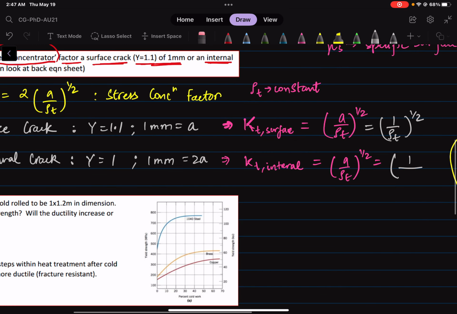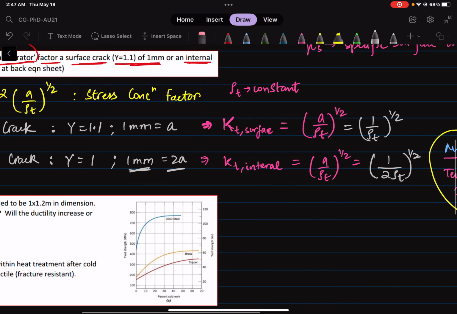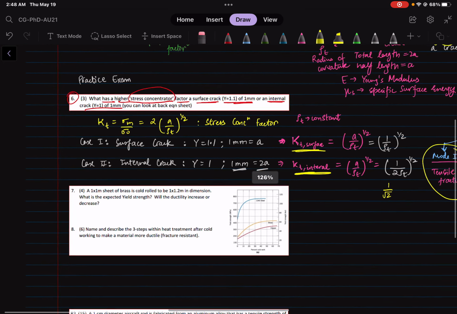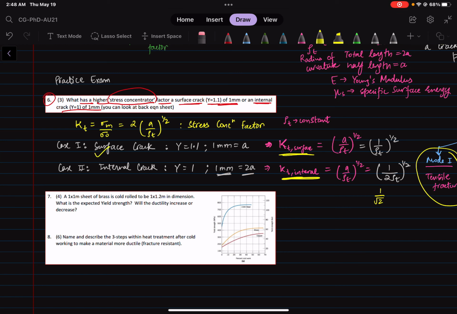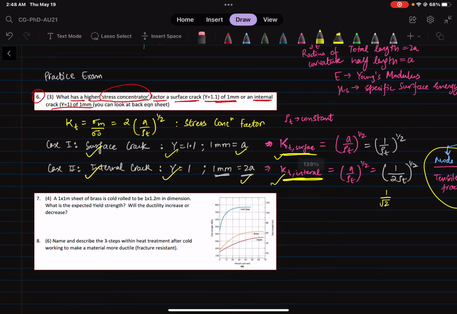A will become 1 over 2, because if 1 millimeter is two-way, then a will be half a millimeter. So this will look something like this. And this is how you can see which one is larger and which one is smaller. So this has a factor of 1 over square root 2. So this is how you can understand two different cracks, their different y values, their different lengths, and then correspondingly how to calculate their stress concentration factor.